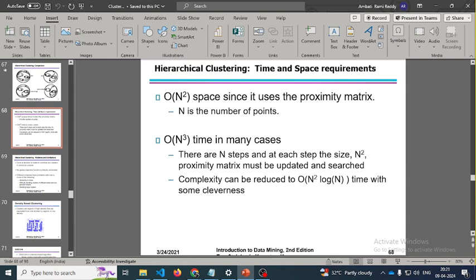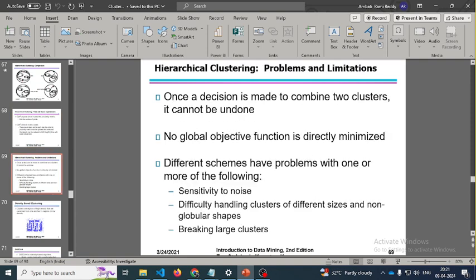So next we will discuss the time and space requirements for hierarchical clustering. The space requirement will be order of n square. When it comes to time, it will be order of n cube, where n is the number of points. You just keep these things in mind, okay. So that is about hierarchical clustering.